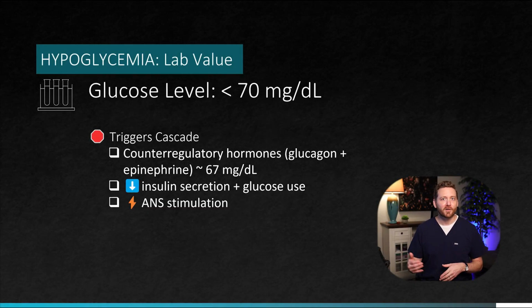Hypoglycemia occurs when blood glucose levels drop below approximately 70. Once glucose levels dip below this threshold, the body initiates a rapid response to rectify the situation. Now, the central nervous system relies on a constant supply of glucose, and the brain in particular has limited glycogen stores and cannot produce glucose itself.